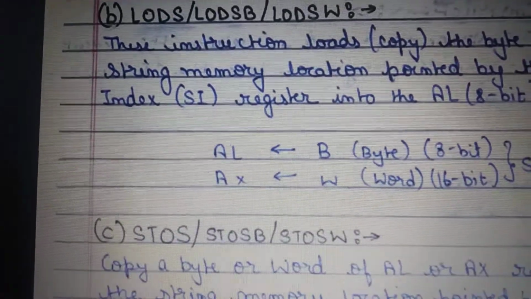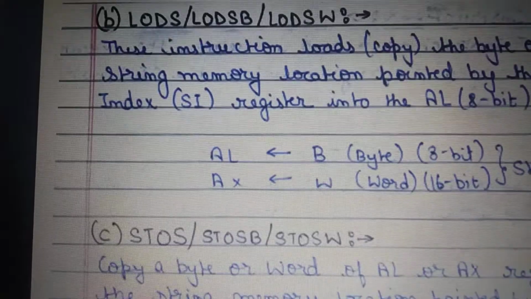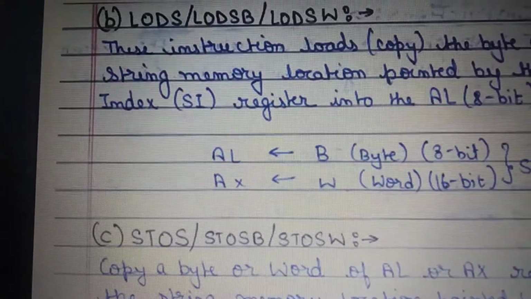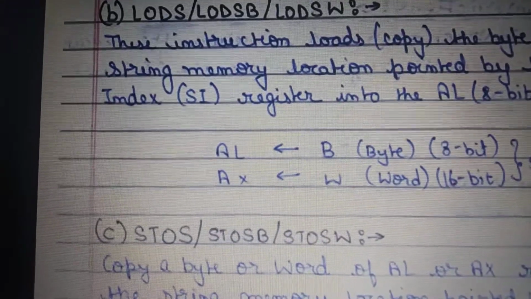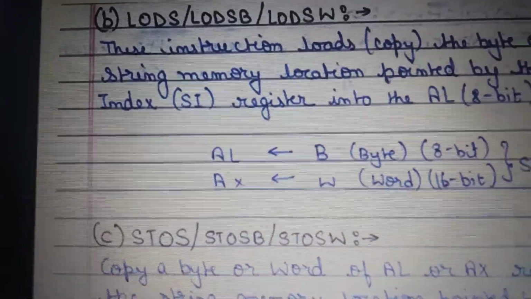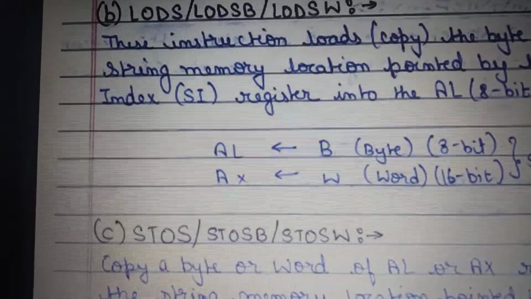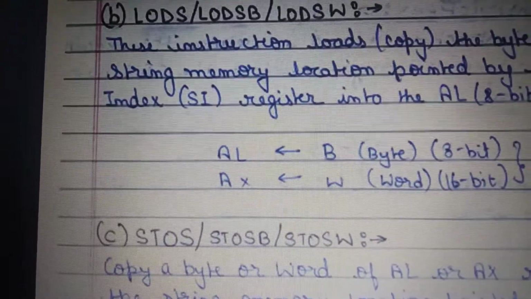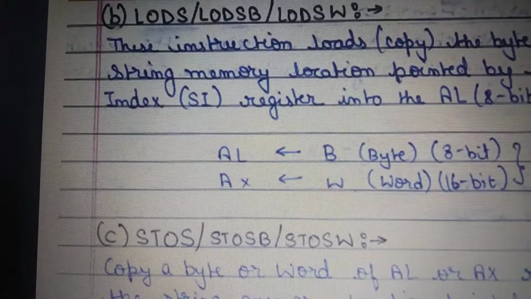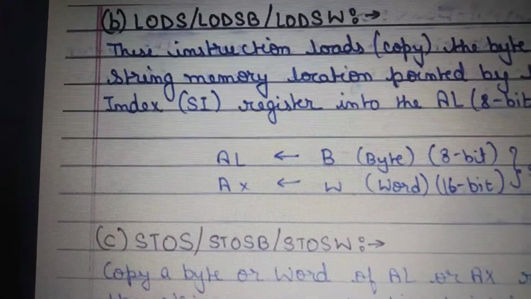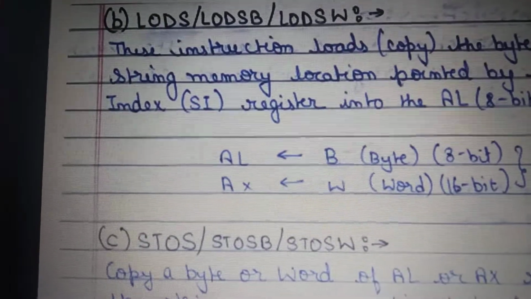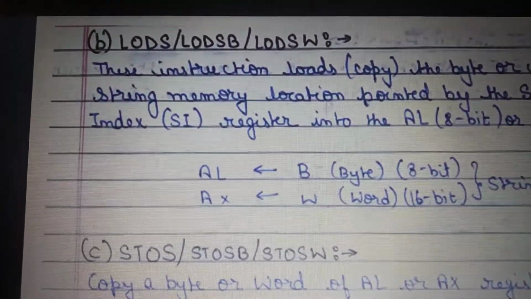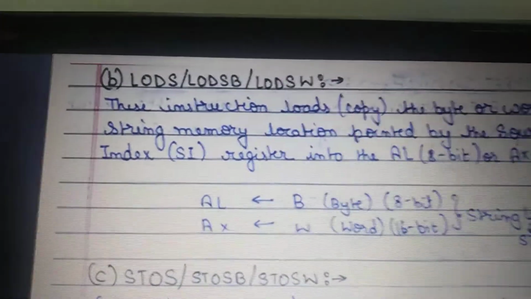Do you understand it? This instruction is used to load accumulator. What is the content which is to be loaded in the accumulator? The content is given in the data segment, and the data segment's address can be obtained by offset address mentioned in the source index register.